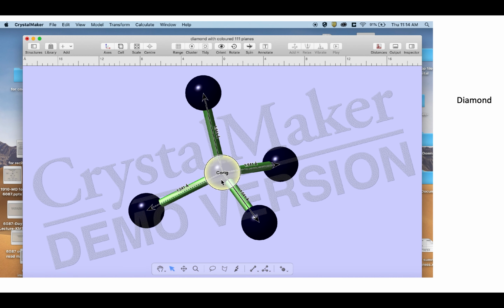Click on it. Yep, this would be the bond distance. It's equivalent from the carbon to all the other neighbors.